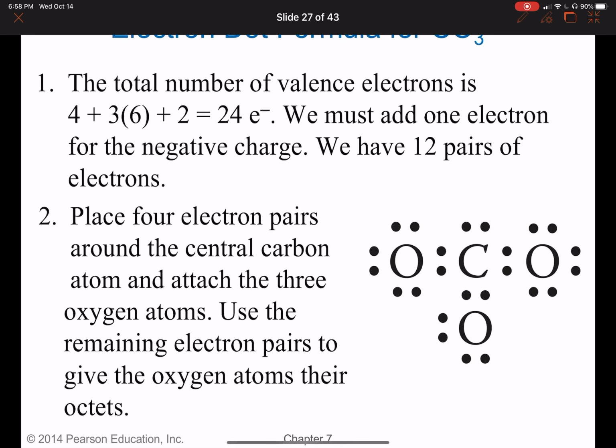I'm going to do one more example. So I'll do diatomic nitrogen, so nitrogen gas. So step 1, count up how many valence electrons should be in this molecule. So nitrogen, by its position on the periodic table, has 5 electrons, and then there's 2 of them. So that means we should have 10 electrons total when we make our Lewis structure drawing.